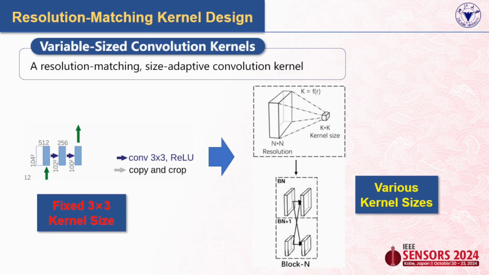Here we see the methods. Traditional models often rely on fixed kernel sizes, such as 3x3 kernels, which can limit their ability to adapt to varying resolutions. So our method employs size-adaptive kernels that dynamically adjust to match the resolution of the feature map.